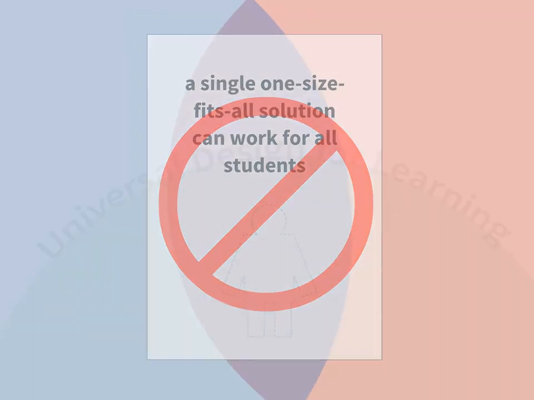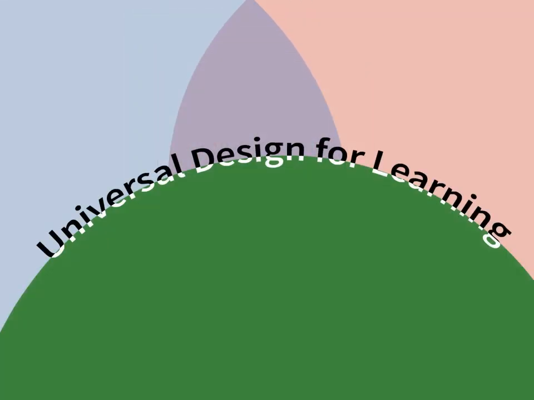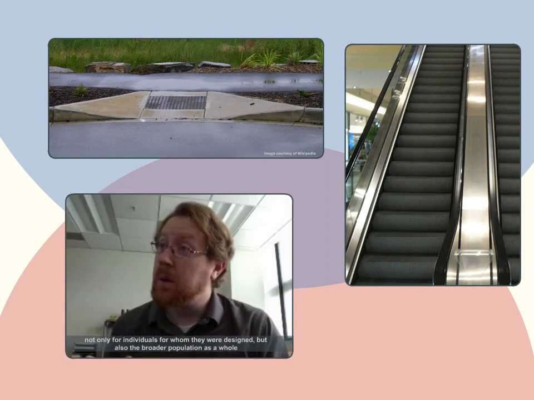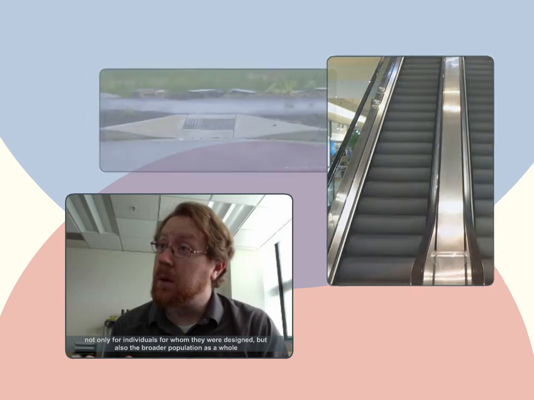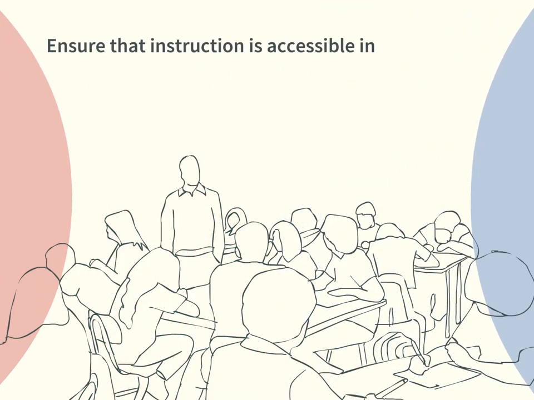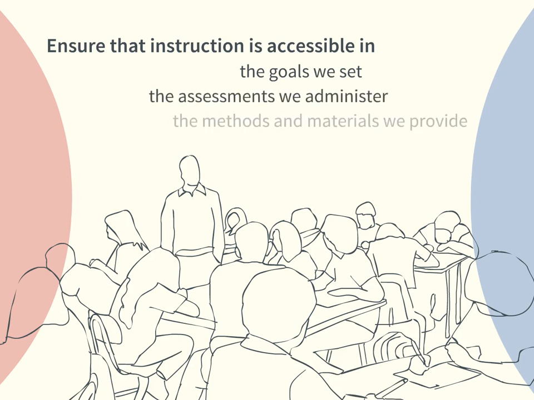Universal Design for Learning is rooted in the same philosophy as Universal Design for Architecture. Think in terms of curb cutouts, escalators, or closed captioning, and the accessibility they provide in our physical environment, not only for individuals for whom they were designed, but also the general population as a whole. The same holds true in our educational environment. We need to ensure that instruction is accessible in the goals we set for students, the assessments we administer to students, and the methods and materials that are provided throughout instruction.